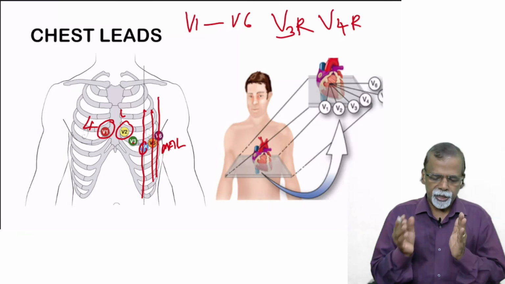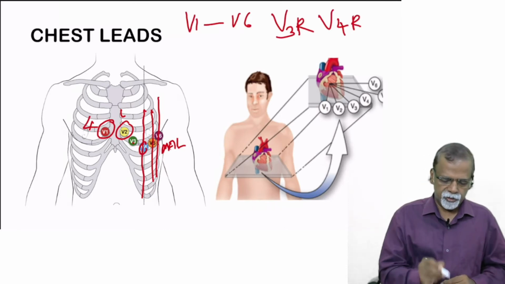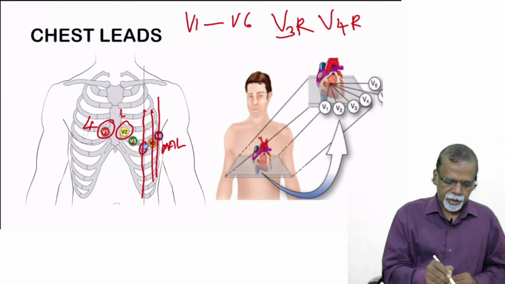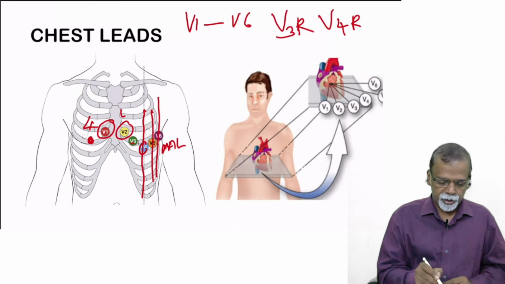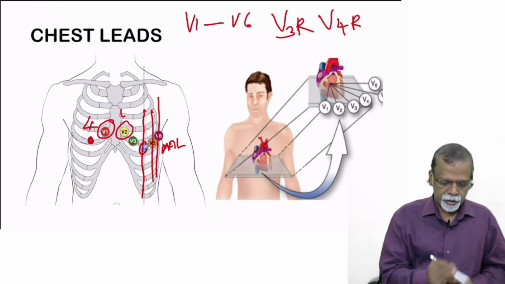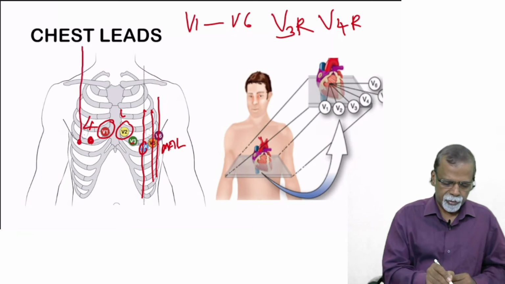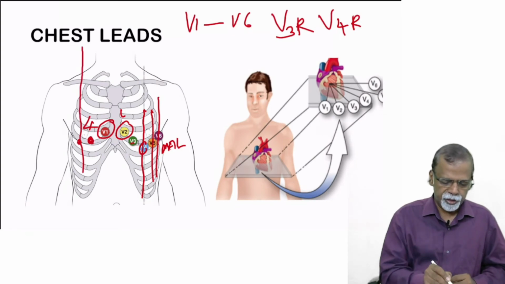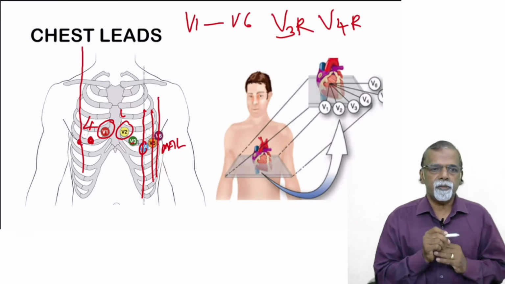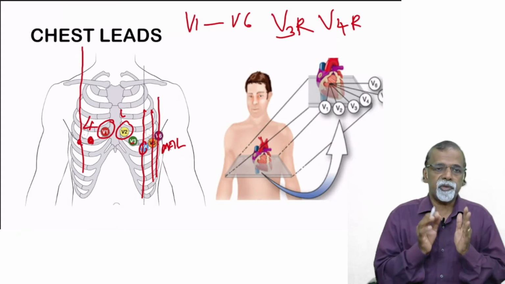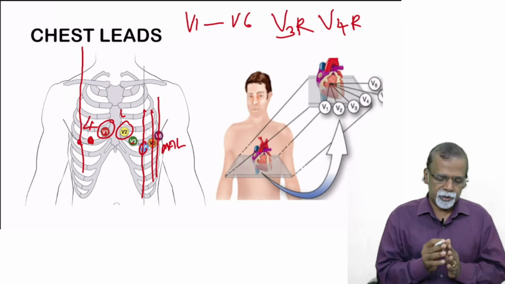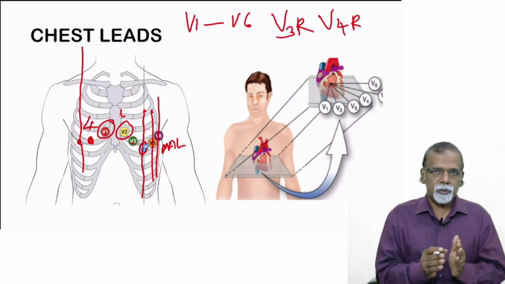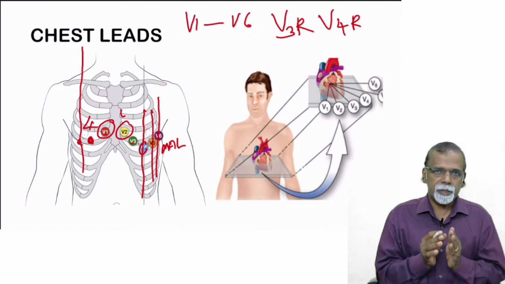V3R means V3 kept on the right side. So if you keep V3 on the right side, it will be on the fifth space in the mid-clavicular line. So this will be the V3R. Not in the mid-clavicular, sorry. V4 is in the fifth space in the mid-clavicular line, and V3R is between V4 and V1. There is no V1R because V1 is already on the right side. And there cannot be a V2R because V2 is actually in the same place where V1 is kept.